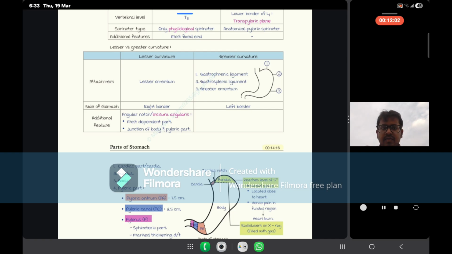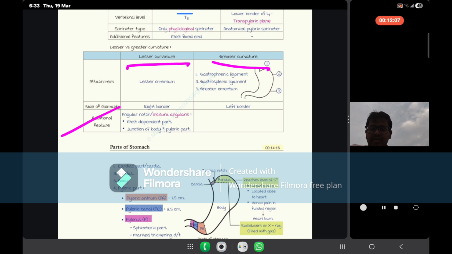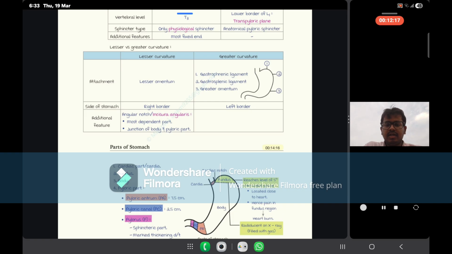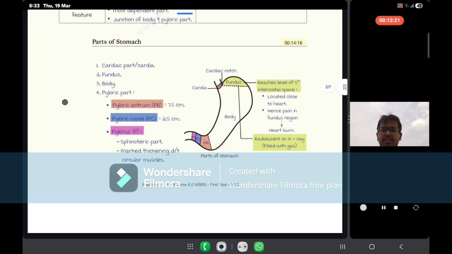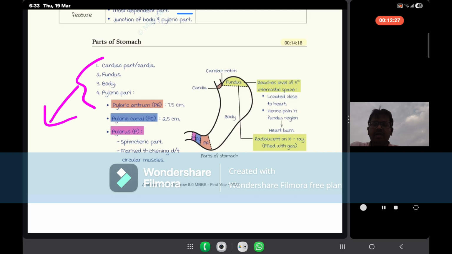So as we move next, what we have seen here is the greater curvature, lesser curvature, and additional features, the left border, angular notch, and incisura angularis. Okay, so now we move next to the parts of the stomach. When you talk about the parts of the stomach, we basically have four parts: cardia, fundus, body, and pyloric part.